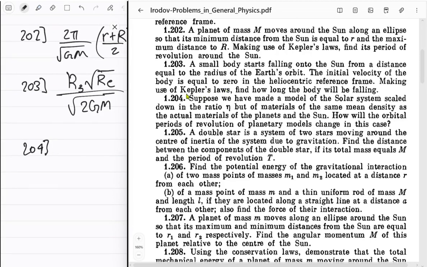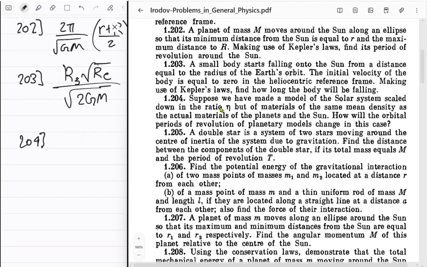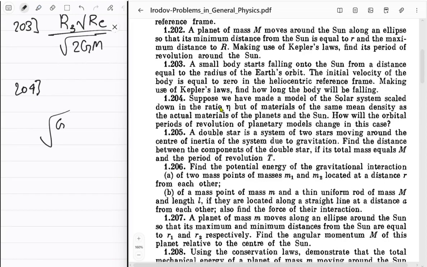Okay, 204. Suppose we have made a model of the solar system scaled down in the ratio eta, but of the materials with the same mean density as the actual materials of the planets and the sun. How will the orbital periods of revolution of planetary models change? So, the velocities are just the square root of GM upon r, because circular orbits. Assume these are circular orbits.